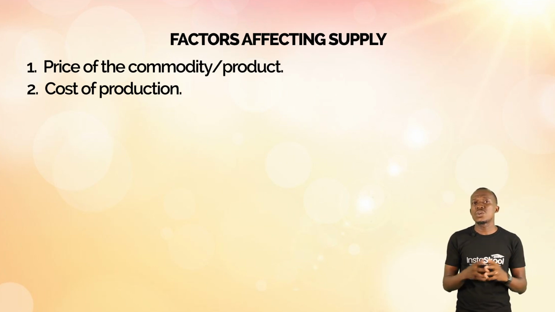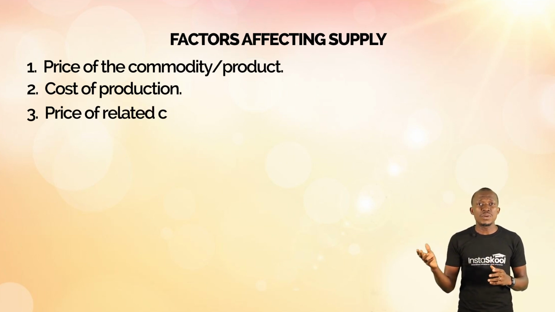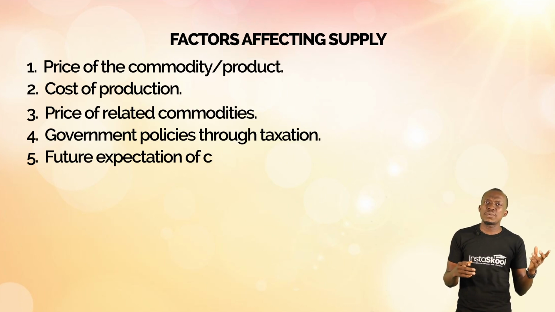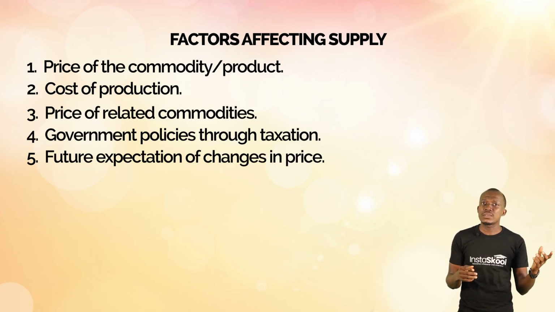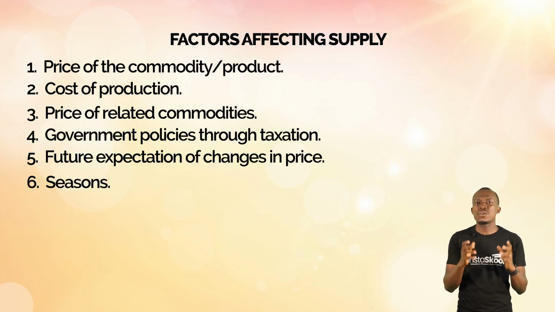Other factors include the price of related commodities, government policies through taxation, and future expectation of changes in price, which could also affect the supply of commodities in the markets. Seasons can also determine supply, because in some seasons, certain products do not sell. And in other seasons, some products sell excessively.